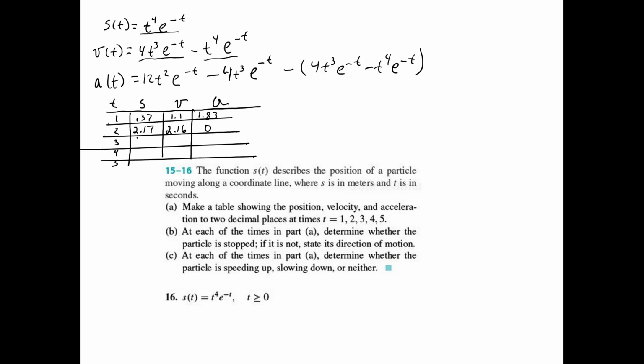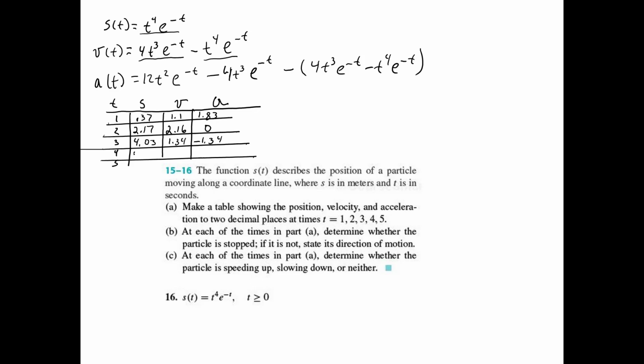At 3 seconds, we are at 4.03, and the velocity is at 1.34. Since it's 1.34, we are still moving. But my acceleration is negative 1.34. And so that tells me that we are slowing down because they have opposite signs. They're working against each other. Right? Moving on to 4 seconds.